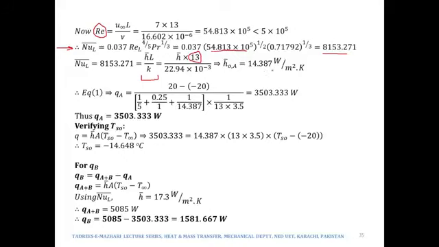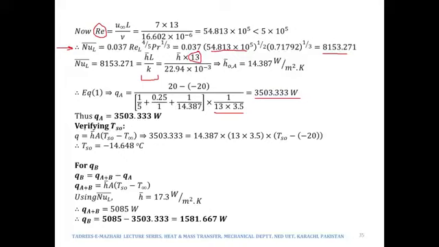This is the value of the H bar between the outer surface of the room A and the outside air. So this is 14.387. So putting that value in here, because this was the only unknown, 1 over H naught A, this is the area, so we get this value as 3503 watts. This is the heat which is being transferred from room A to the ambient air.